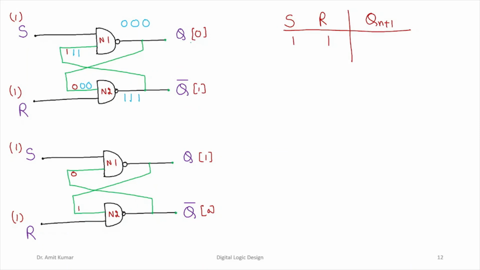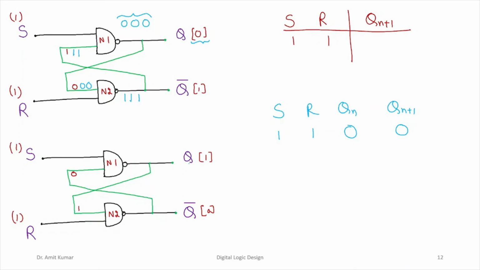So what we can say is, if previously Q is 0, then after the application of these two inputs, that is S as 1 and R as 1, the output still remains in the 0 state. If a value 0 is present at the output terminal before the application of the inputs, and we apply 1 1, then after the application the output will still remain in the same state in which it was previously present.